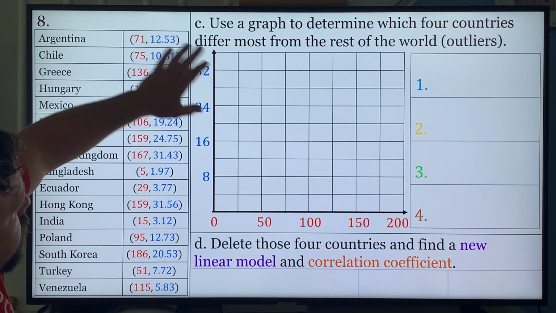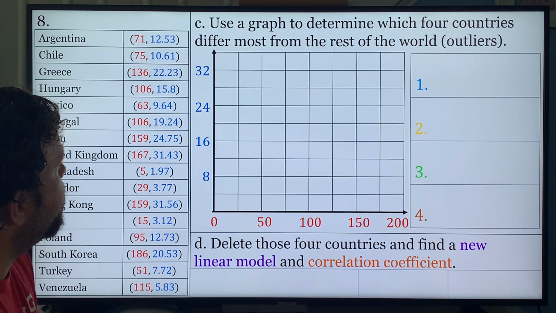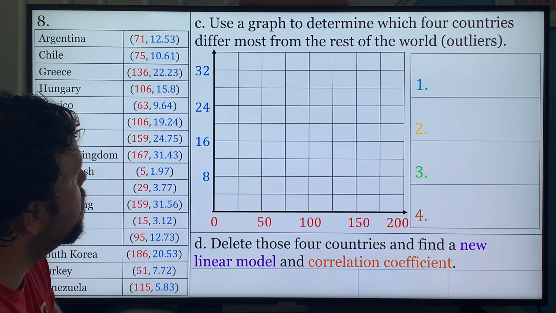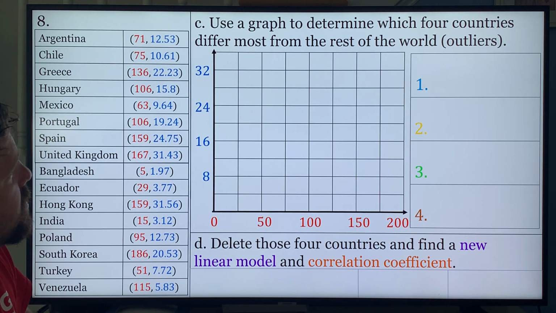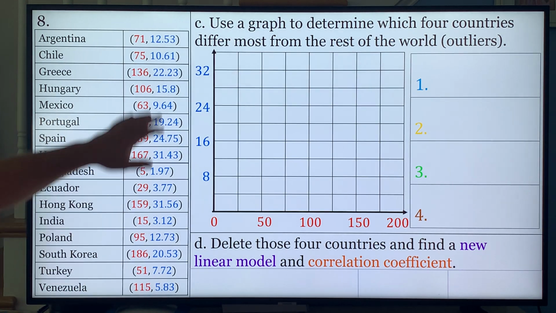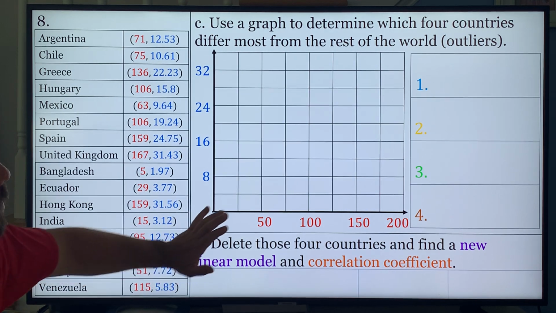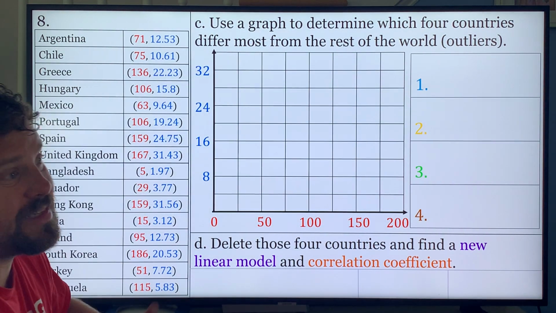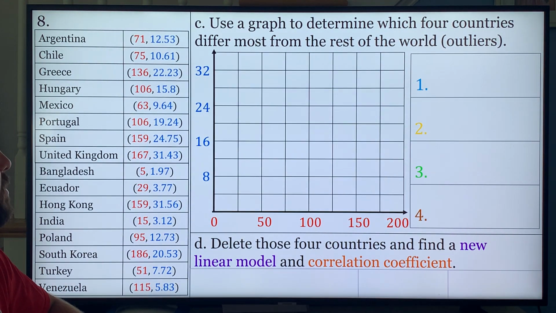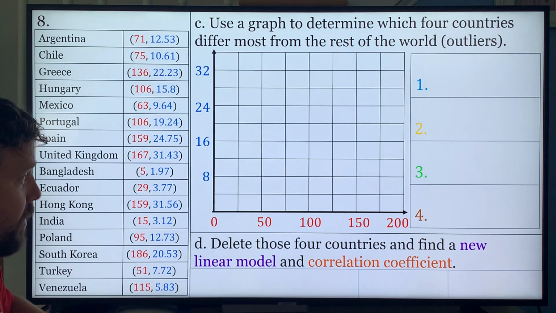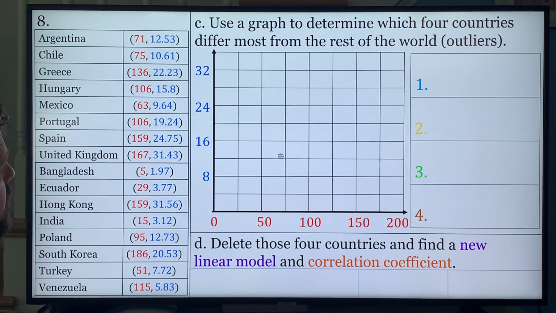So we're going to go to part C. Use the graph, here are still our numbers, to determine which 4 companies differ the most from the rest of the world. The outliers. So I want you to take all these points and plot them on the graph. Yeah, old school plotting. Sometimes people use computer programs to do this. You're just going to use a pen and paper. So plot all these points. I'll plot them with you.